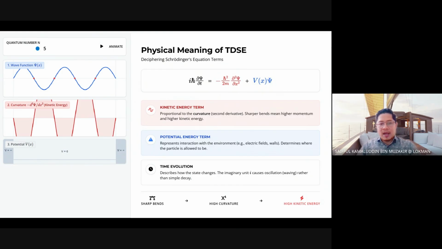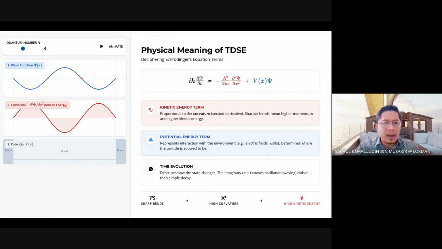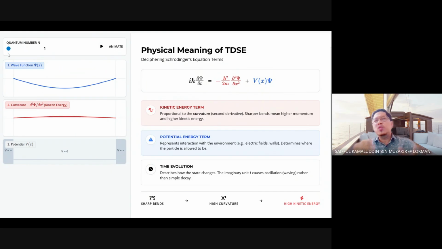Sharp bends, high curvature means high kinetic energy. Why high kinetic energy, sir? So, class, what does it mean by the quantum number? n equals 1 is actually the ground state. It's when your atom, your material hasn't absorbed any energy from the sunlight. For example, the material in a dark room doesn't absorb any energy from the sunlight, so the energy is very, very low.